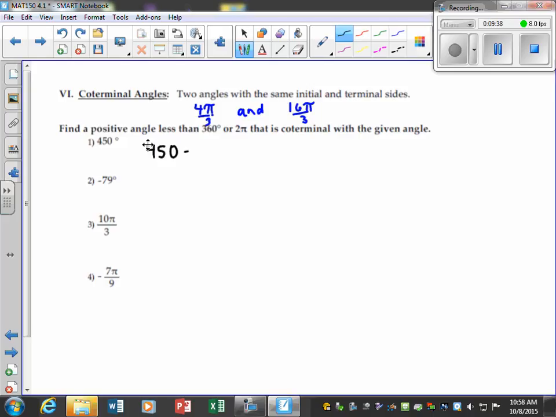Take out one whole revolution all the way around in degrees. How many is that? 360. And where do we land? Good. So 450 is coterminal with 90 degrees. All right. What about negative 79? First of all, negative 79, remember we would go in the opposite direction. So instead of subtracting 360, what do? Good. We're going in the other direction, so we're adding 360, and that would put us at 281 degrees. So negative 79 is coterminal with 281.